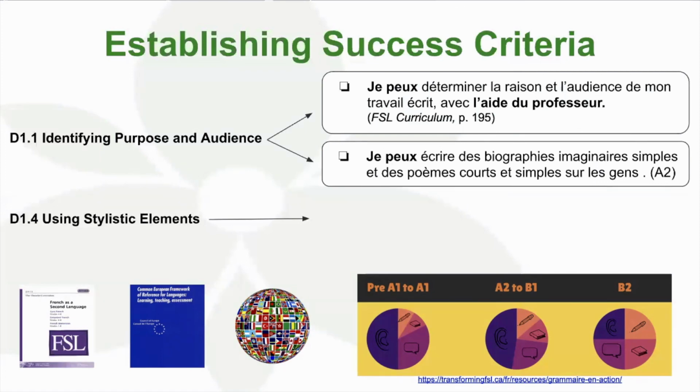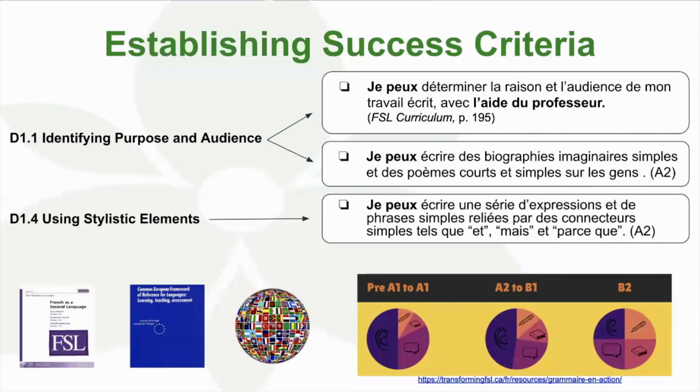imaginary biographies. The third criteria also comes from the CEFR and states that students can write a series of simple phrases and sentences linked with simple connectors at the A2 level. The CEFR focuses on students' ability to convey a message as a whole.